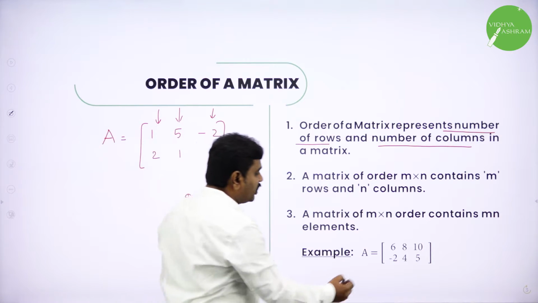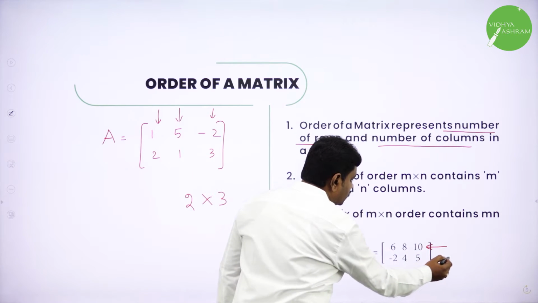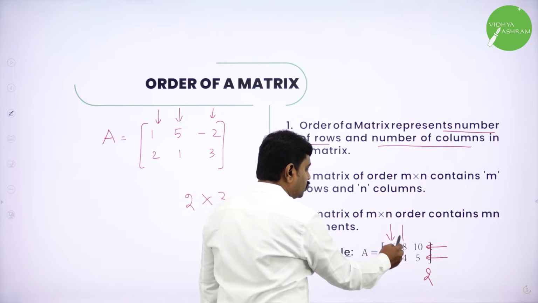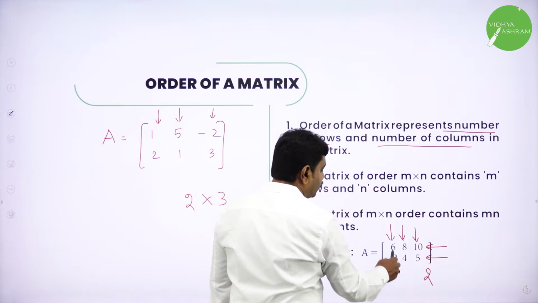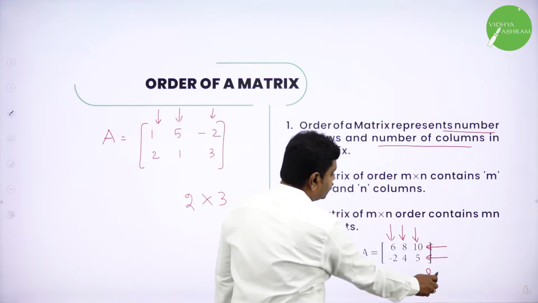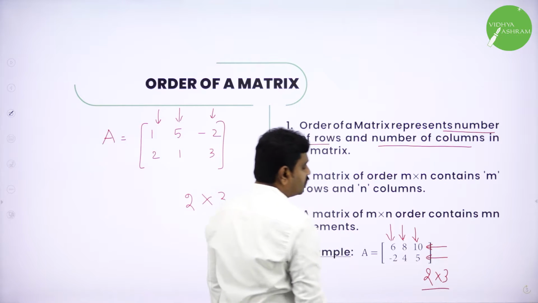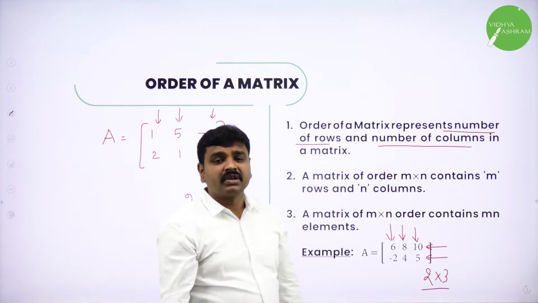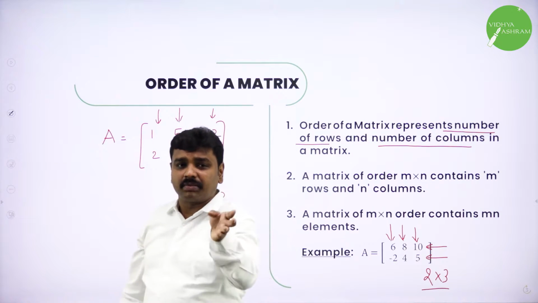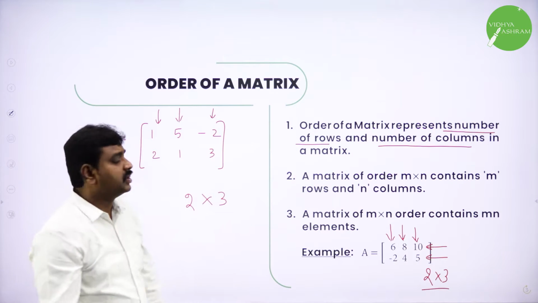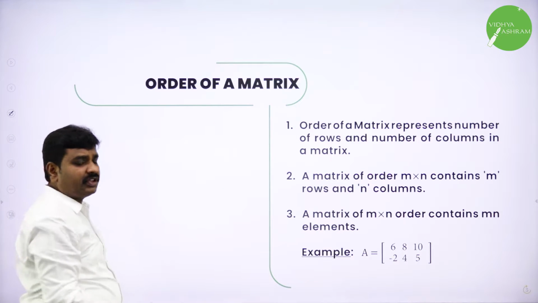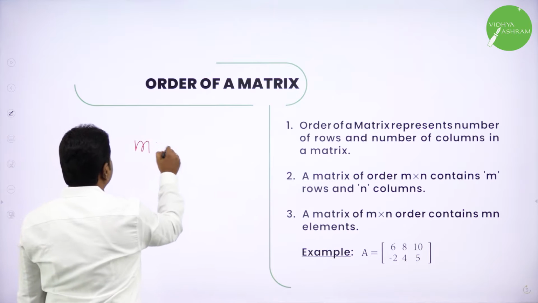Here also, how many horizontal rows? This is first row, this is second row. So 2 rows. How many vertical columns? 1, 2, 3. 3 columns we have. First column 6, minus 2, second column 8, 4, third column elements 10, 5. So 3 columns, 2 cross 3. Order of a matrix means number of rows into number of columns of a matrix. What is order of a matrix? Number of rows into number of columns. And always when we take order of a matrix, we denote m cross n.